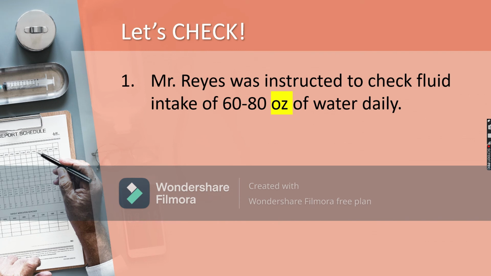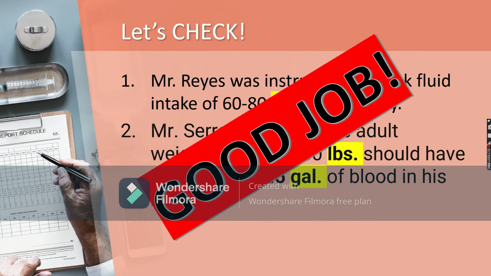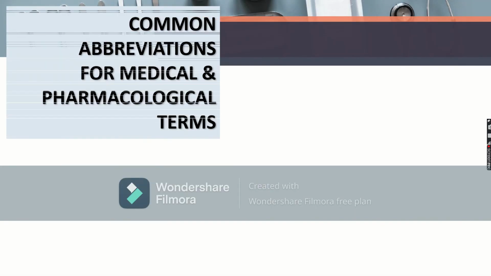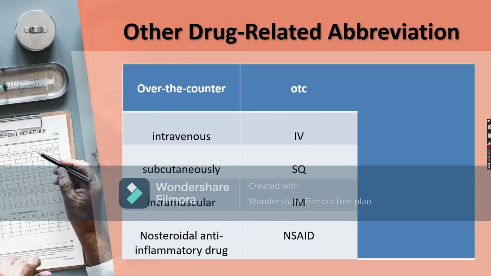Let's check it for number 1. Instead of typing ounces, you can just simply write OZ or type OZ. LBS for pounds and GAL for gallon. If you were able to do it correctly, then it's a good job. For the last part, let us know more about the other drug-related abbreviations. Check the table. You'll see intravenous, subcutaneously, intramuscular, and non-steroidal anti-inflammatory drug.